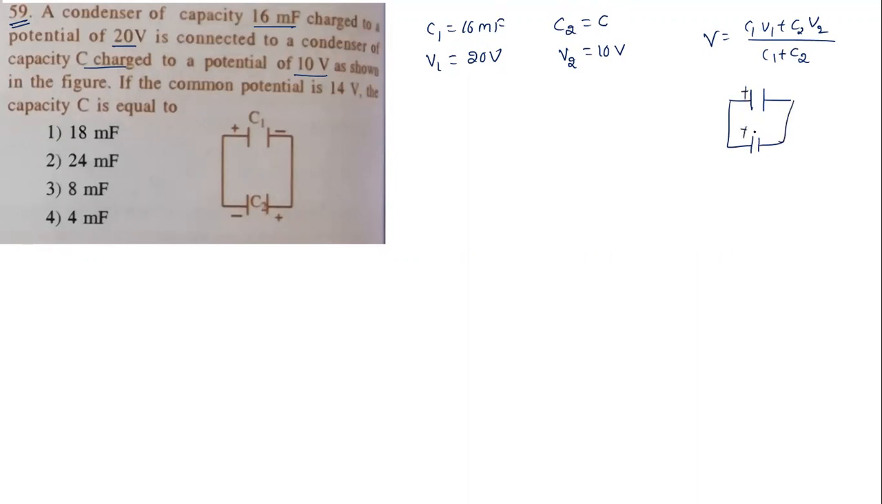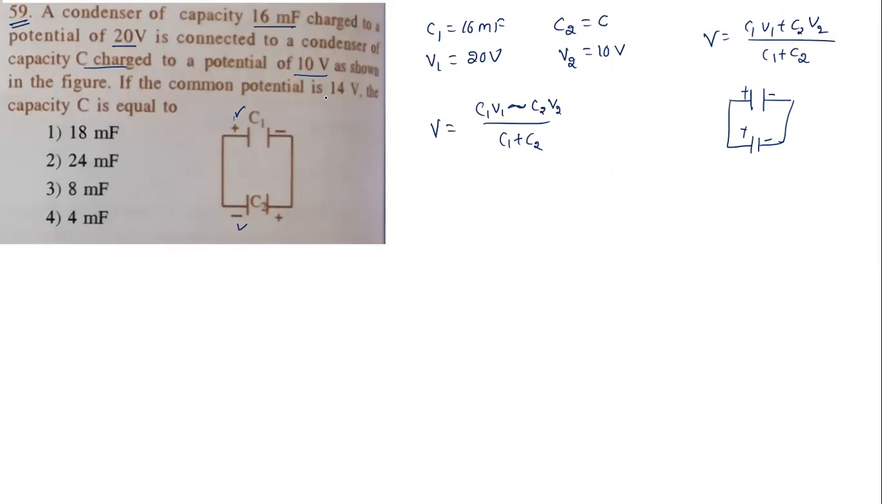Like positive plate and positive plate connected. But here they have given that opposite plates are connected. See, this is positive, this is negative. Opposite plates are connected. Then the common potential formula is V equal to C1 V1 minus C2 V2 divided by C1 plus C2. That is the difference between when both the plates are the same or different. Since here in the question the plates are different, we need to take the negative sign. Okay, let us continue the question.